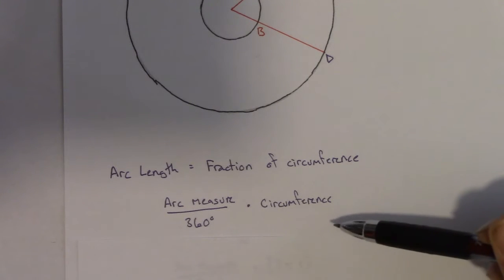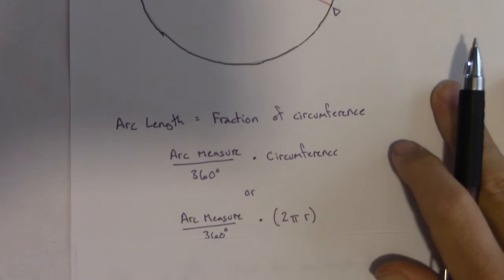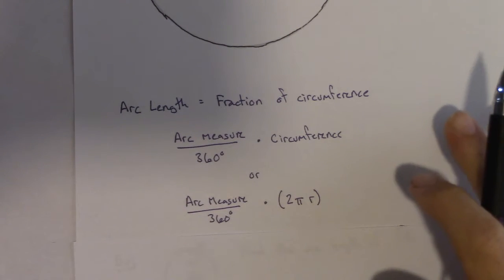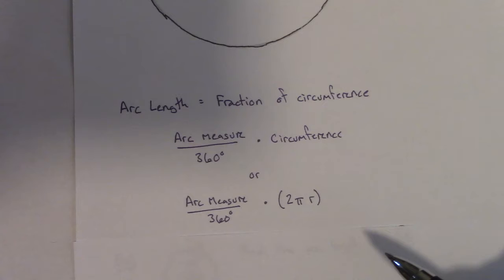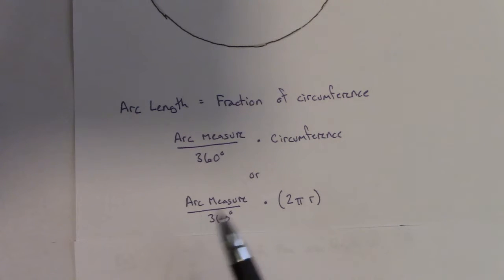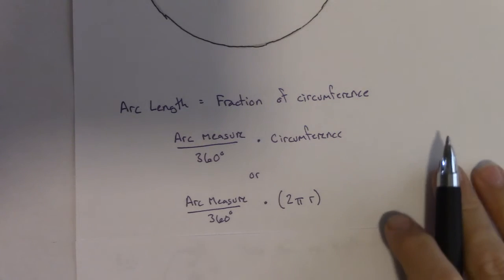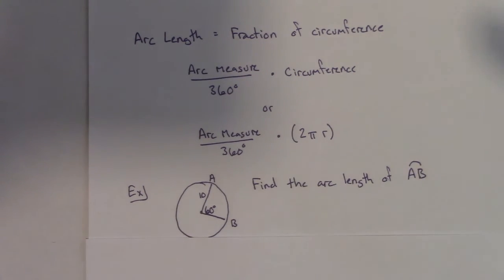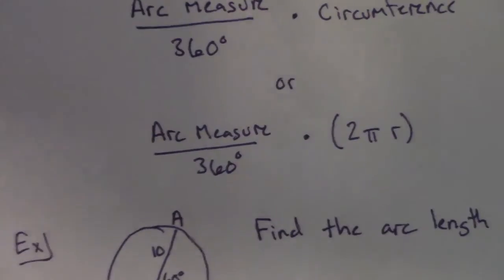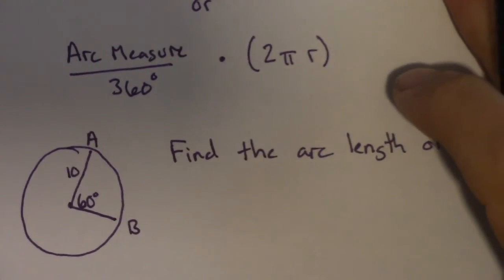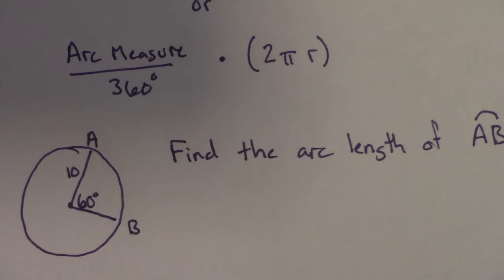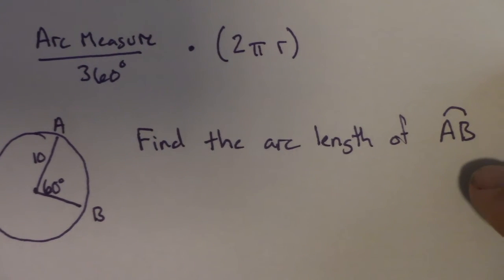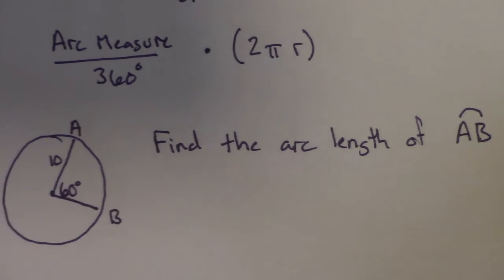Now, in case you need a refresher, circumference can be found by 2 pi r, or pi times the diameter. I favor 2 pi r, so I'll use that in my calculations. And so we get this idea right here that arc length is equal to arc measure over 360 times 2 pi r. So, as an example, I've got an angle right here. I know that my central angle is 60 degrees. I know that my radius is 10, and they're asking me to find the length of AB.